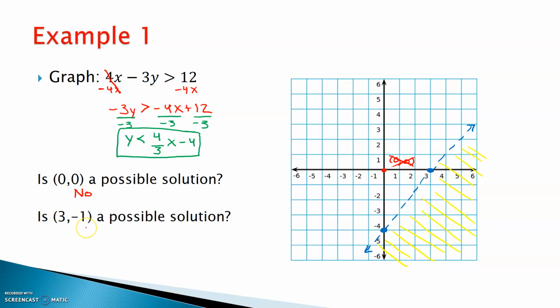What about 3, negative 1? So I scoot over, remember that's your x, and this is your y. I scoot over 3 on the x, 1, 2, 3, and I go down to negative 1. This right here would be 3, comma, negative 1, and it's in the highlighted area, so that one's good to go. That is actually part of my solution set here. So we're going to say yes on that one.